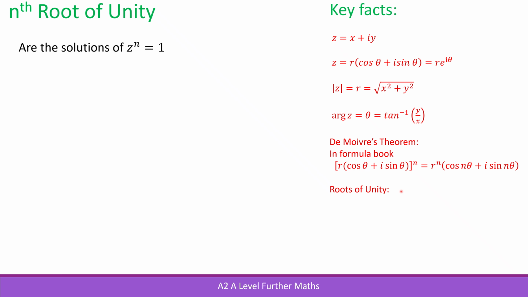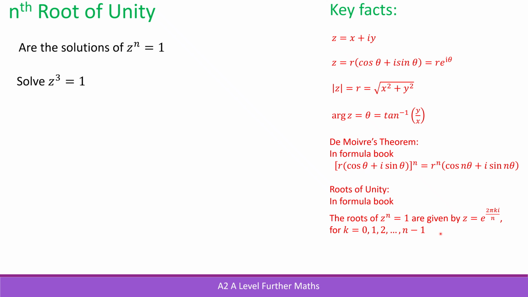Now, the roots of unity formula is also given in your formula book, and you'll be expected to know that the roots of z to the n equals 1 are given by z equals e to the 2 pi k i over n for the values of k equal to 0, 1, 2, all the way up to n minus 1. This will be given in your formula book as well, but check for your exam board that you know what is given and how it's written so you know what to expect in the exam.